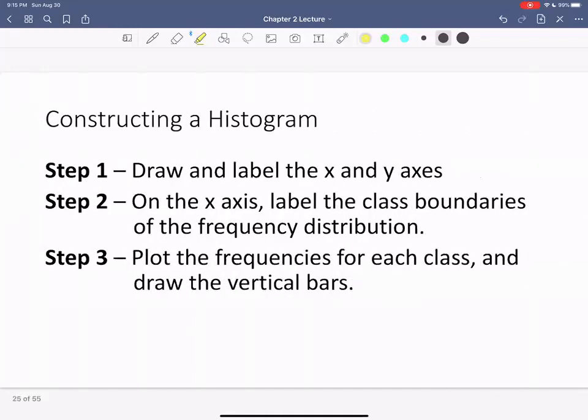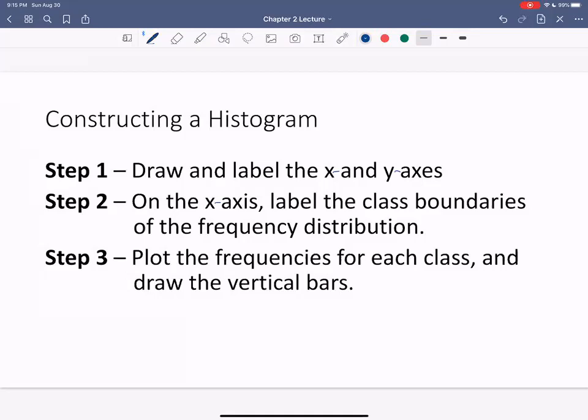So here are your 3 steps. Step 1, draw and label the X and Y axes. On the X axis, I should have little dashes in here. Step 2, on the X axis, label the class boundaries of the frequency distribution. And then step 3, plot the frequencies for each class and draw the vertical bars.